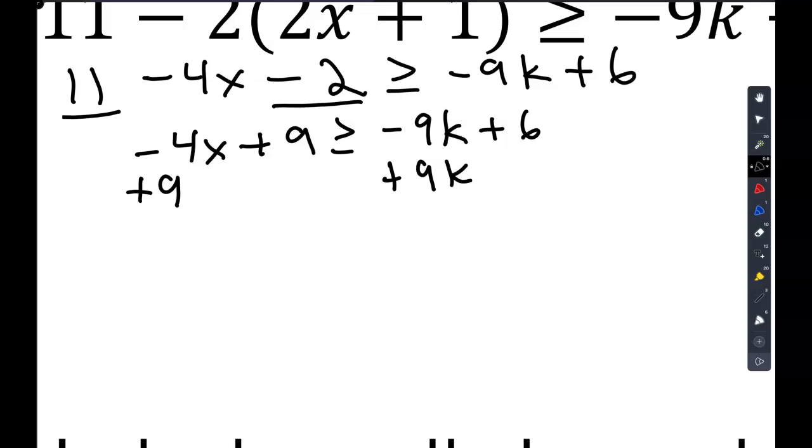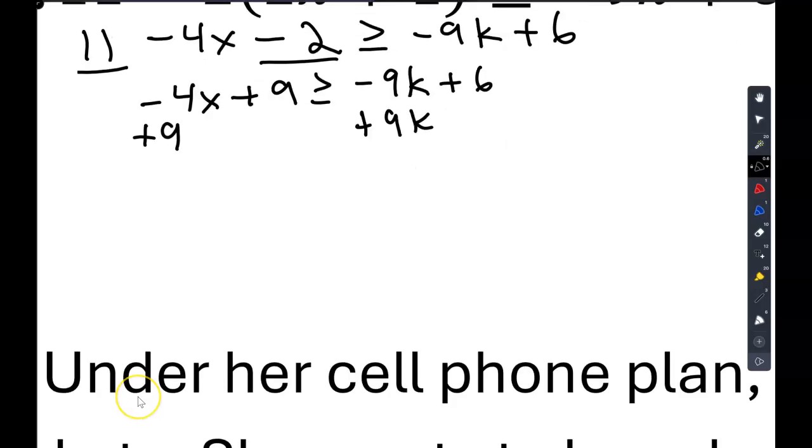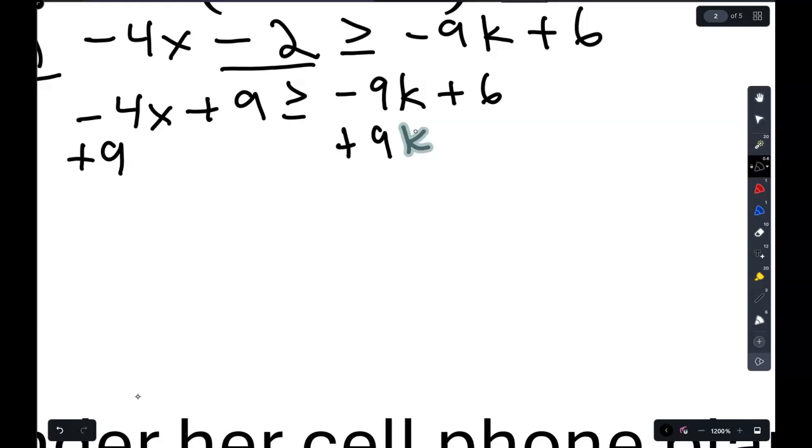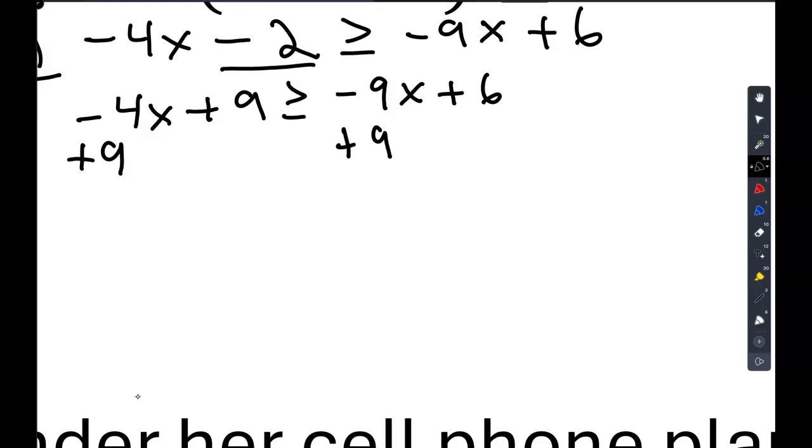Alright, hang on just a second. Okay, it seems to be a misprint. They got this K in here and it shouldn't be. So I'm going to take this K out and just put X. Alright, so let me go back over it.